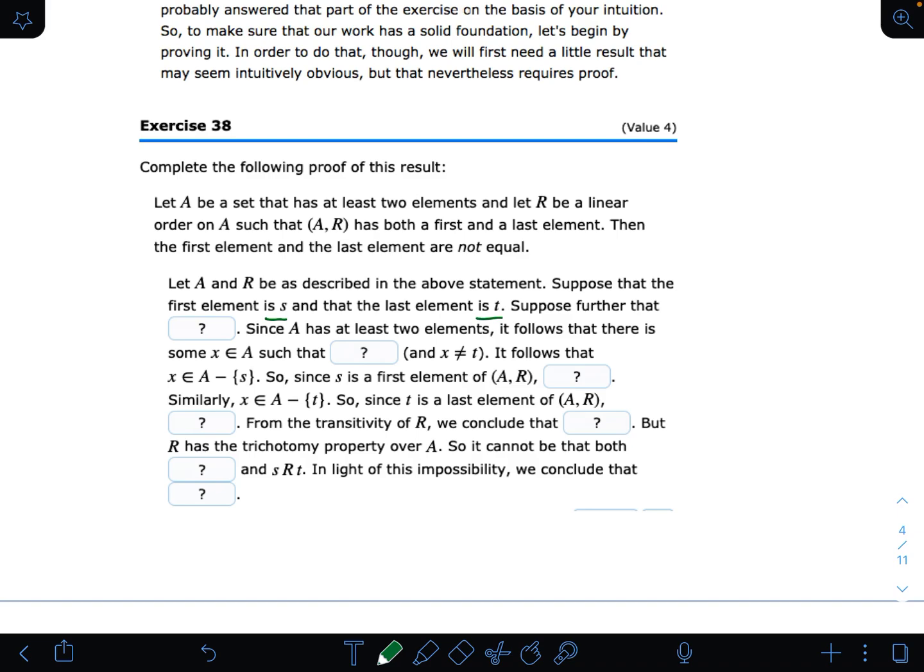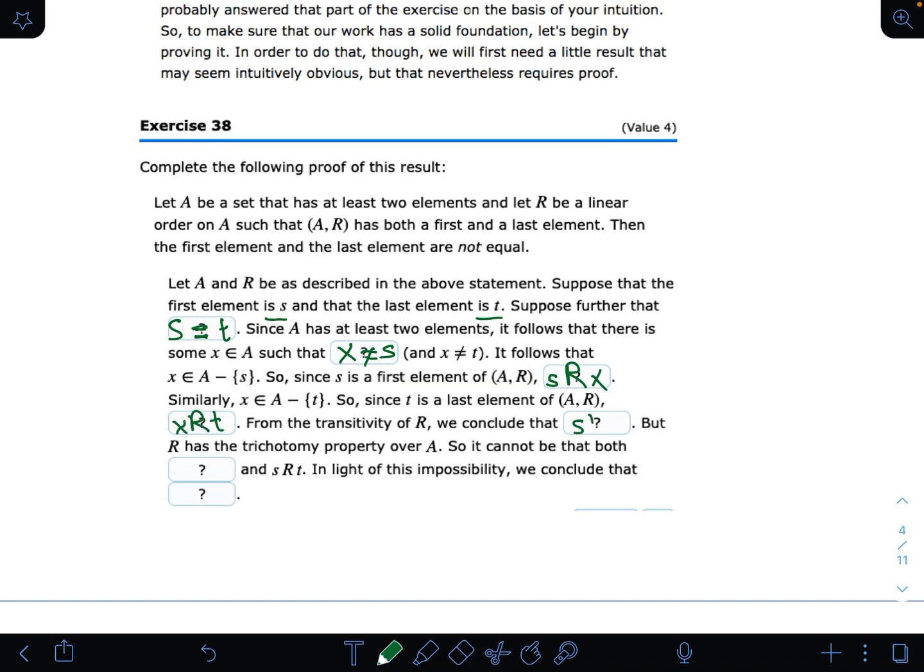If we suppose further that S equals T is what we're looking for here on this little explanation. Since A has at least 2 elements, it follows there has to be some element X such that X is not S and it's not T either. And it would follow that X is going to be some element of A minus that element S. So since S is the first element of the relation, we'd say S relates X like so. And similarly, if T was the last element, then we'd say X relates T like so.